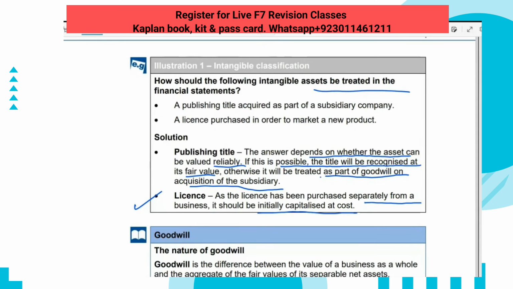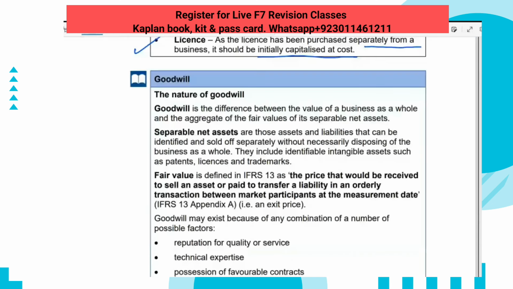How will the license be treated? The license has been purchased separately from a business. It should be initially capitalized at cost. So whenever you see a license, its cost is there, and you will recognize it in the books of account according to this treatment.